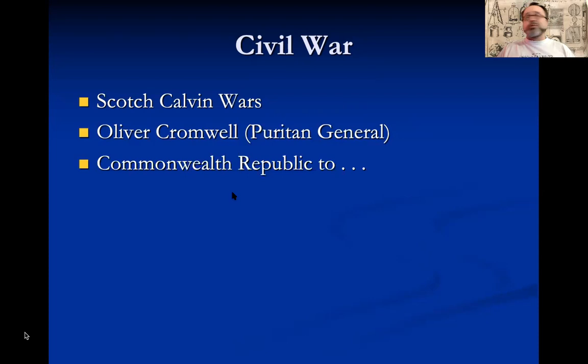It is kind of guerrilla warfare-ish for their day, I guess. A lot more formal than guerrilla warfare is today. And when Cromwell is made the leader, they make England into something they call a Commonwealth Republic. Look at that name and think about what it means. Who does the wealth belong to? Everybody. It's the Commonwealth. So this is kind of a socialist idea.